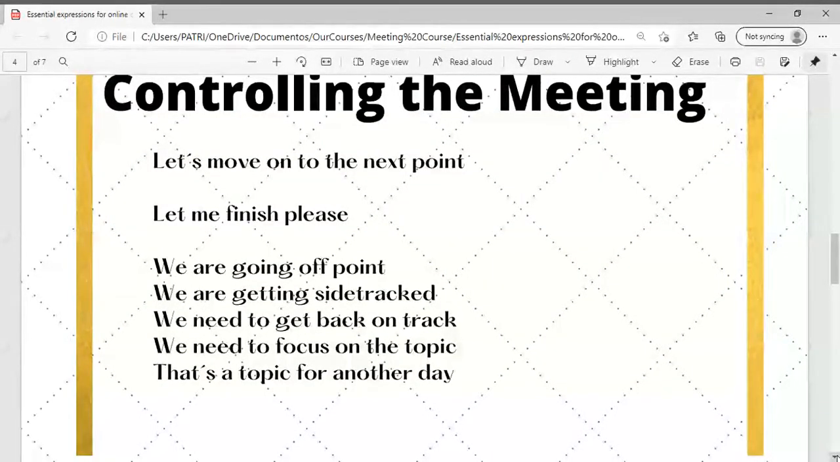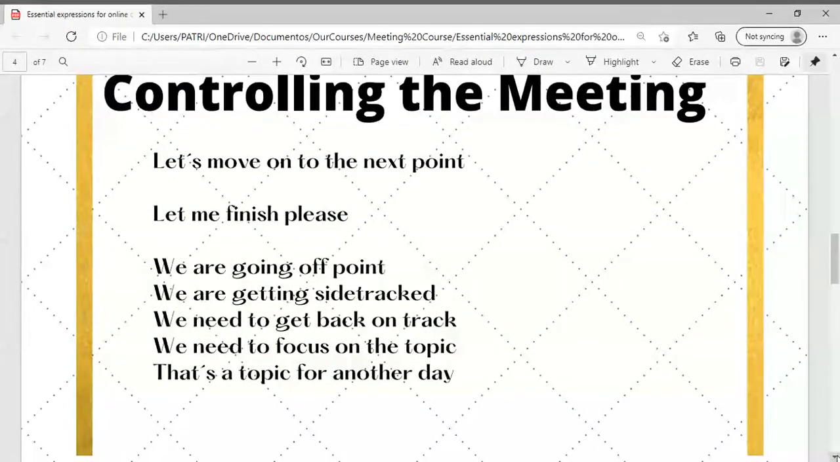Then maybe what often happens in meetings is people start talking about other things that they shouldn't be talking about or that aren't strictly relevant to the meeting. So you could use expressions like, we're going off point, or we're getting sidetracked. So you can say, we're getting sidetracked, we need to get back on track. Okay, so think of a train track. You come off the train tracks, you need to come back on the train tracks. So we're getting sidetracked, we need to get back on track. We need to focus on the topic.